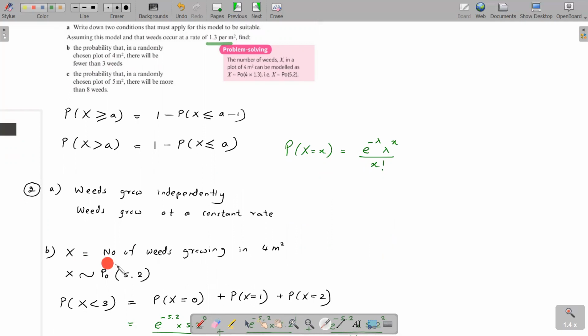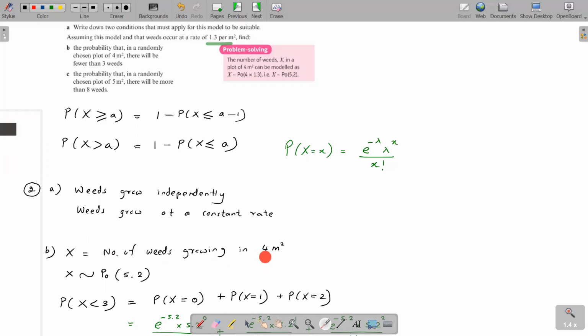Always, capital X is going to be a number. It's going to be the number of whatever your event is. So what's our event? The weeds. Here my event is the number of weeds growing in, in this case, 4 square meters, as they say in the question: find the probability in a randomly chosen plot of 4 square meters, there will be fewer than 3 weeds. My chosen plot is 4 square meters, so I want capital X to be the number of weeds growing in 4 square meters.